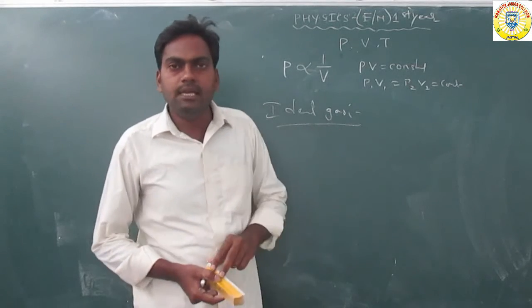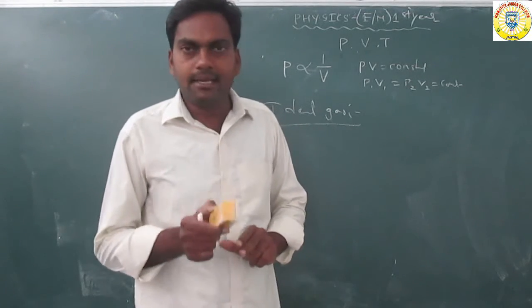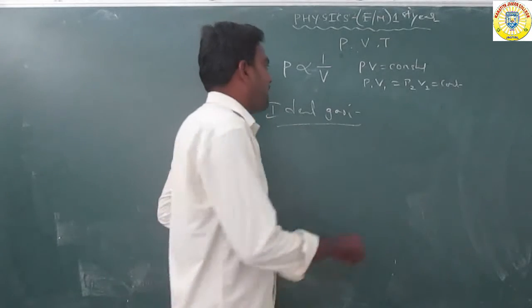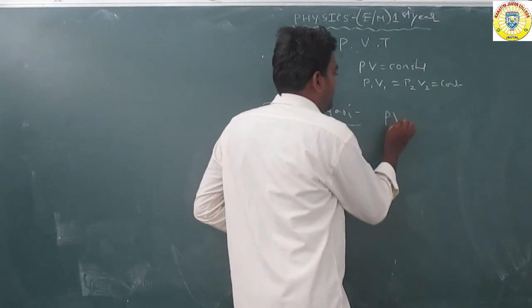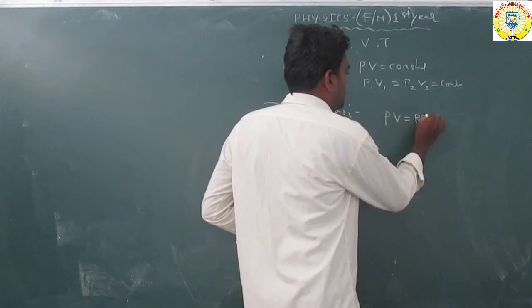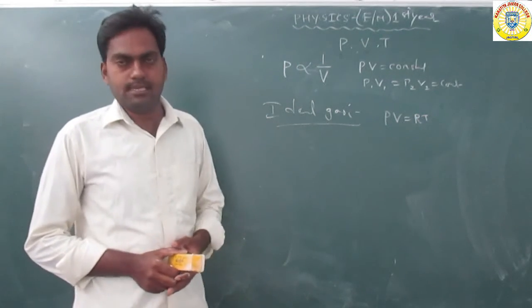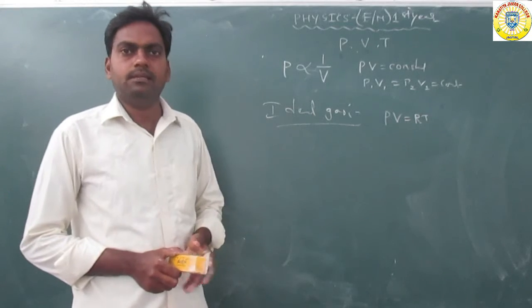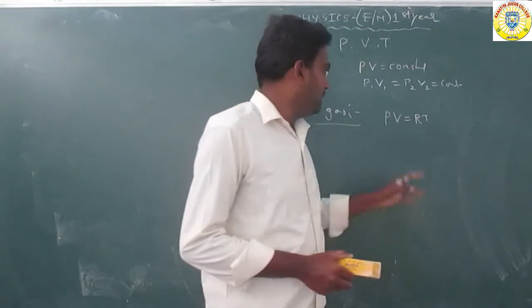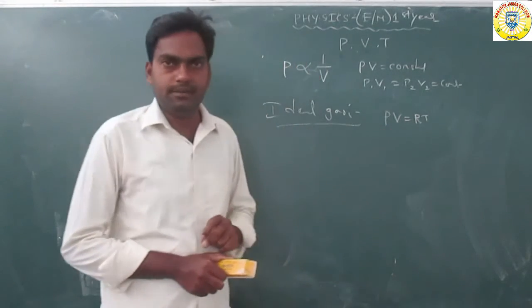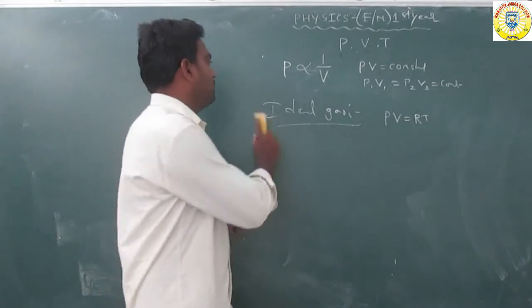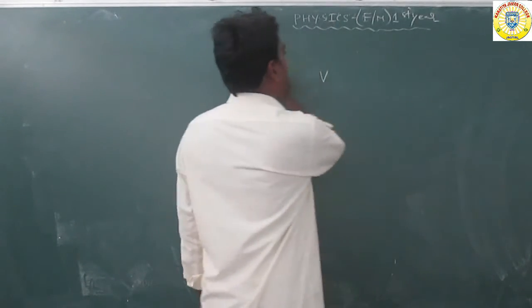Now let us derive the equation of the ideal gas. That is the ideal gas equation: PV is equal to RT. Now we consider the number of moles, that is n moles of gas. PV is equal to nRT. Got it? So now let us derive the equation of the ideal gas.